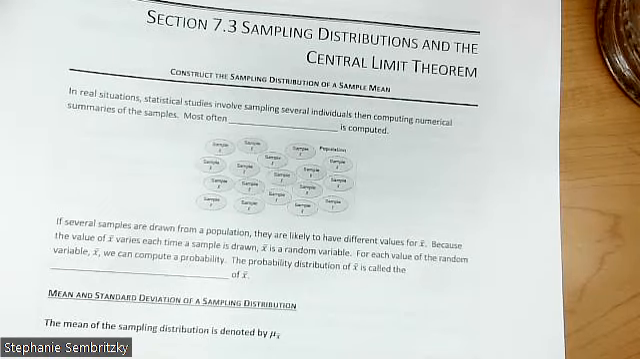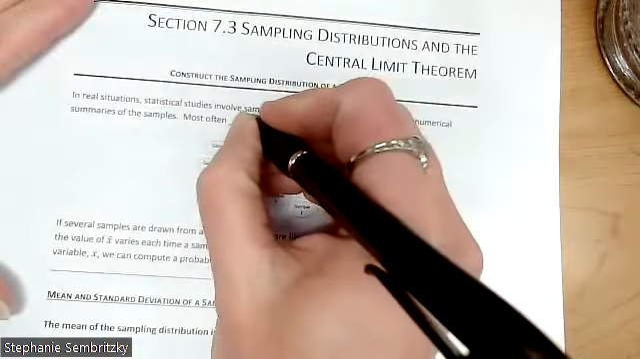In real situations, when we're doing a study, we usually sample several individuals from the population and calculate some kind of numerical summary. The most popular numerical summary is the sample mean.